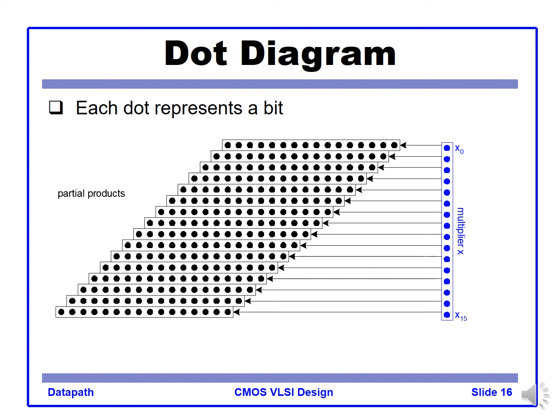A dot diagram is an easy way to visualize the partial products. Each partial product is generated at a single bit location. This is one partial product, generated from the multiplier x, and this is the y. This is another partial product from the multiplier x bits.